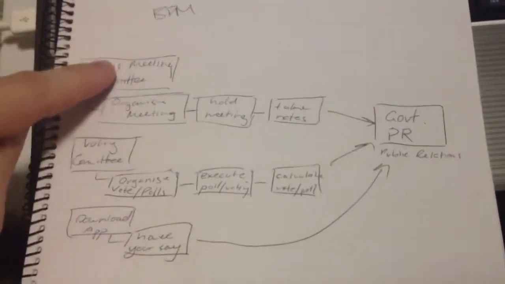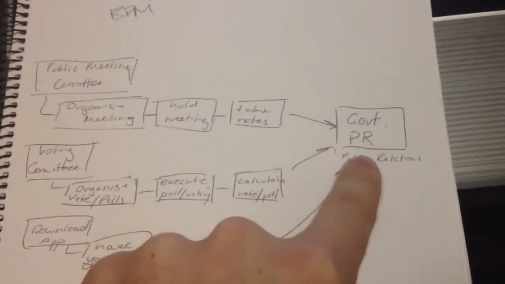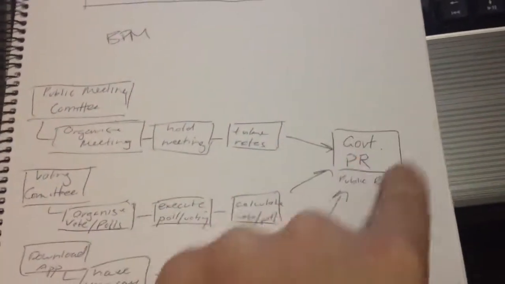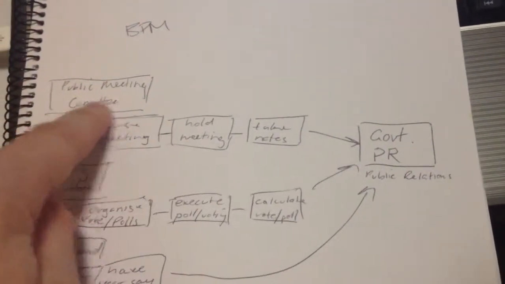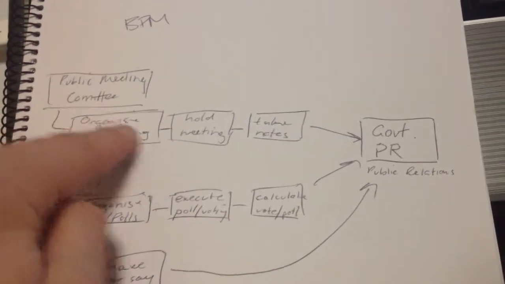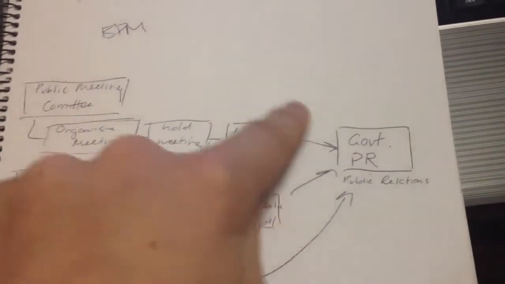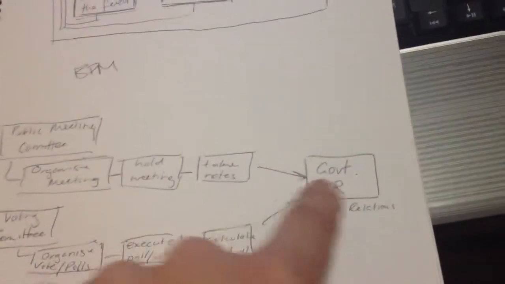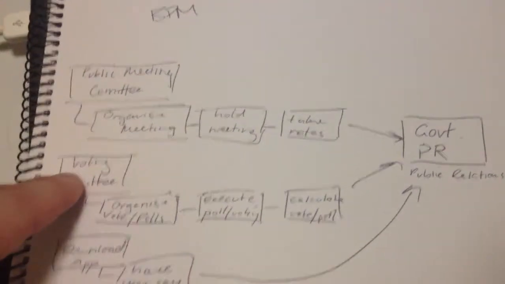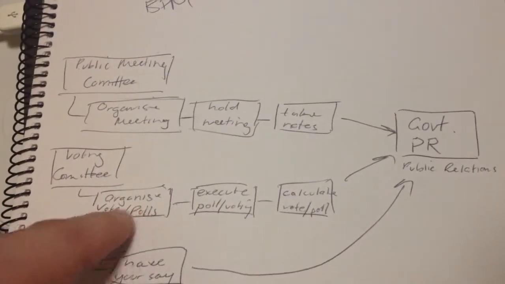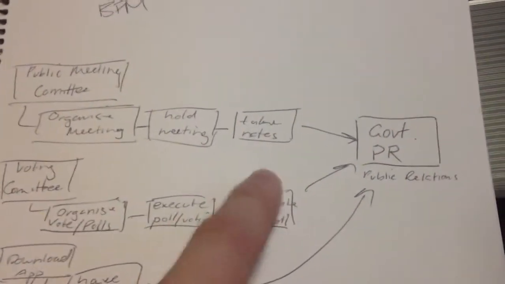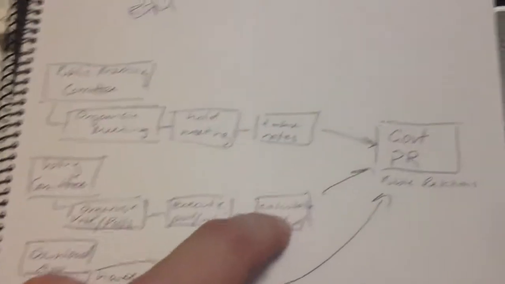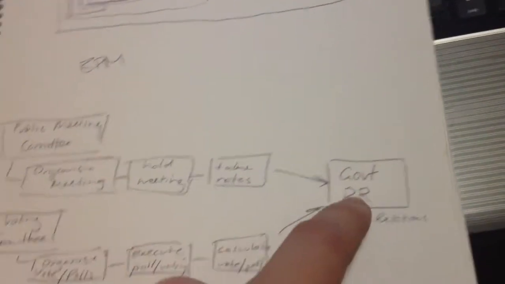what I was thinking is government PR, public relations, right? That's what we're sort of trying to affect. Generally, you have public meeting committees where you organise a town meeting or whatever, you hold the meeting, take notes, formulate it in whatever way they want, and give it to them. And then also, voting committees would organise voting and polls, execute the polls, so get people out to vote, and then calculate it. So it costs money to get people to count the votes and things, and then give that to the government, and they have to deal with that.